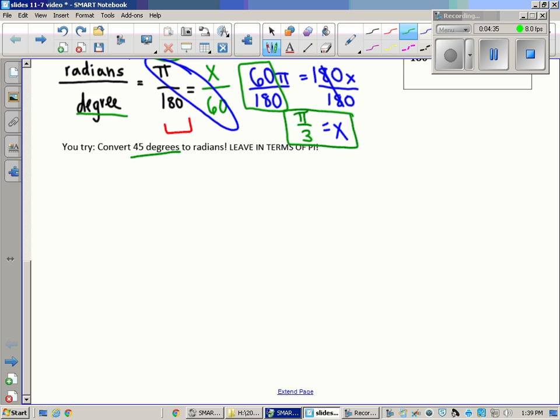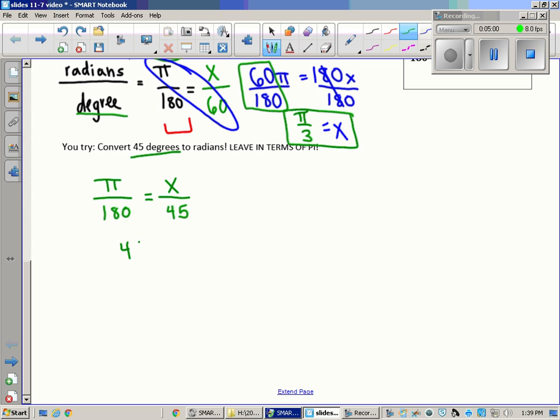So again, I know I'm converting degrees to radians, so the first thing I set up is pi over 180. That's our standard conversion. For every pi radians, there's 180 degrees. And I know that I want to convert 45 degrees. So it goes in the bottom where 180 goes because they correspond to each other. And I'm solving for how many radians is equivalent to 45 degrees.